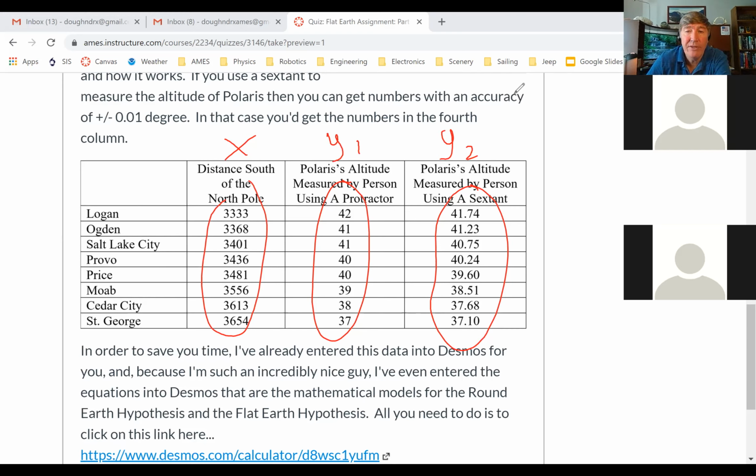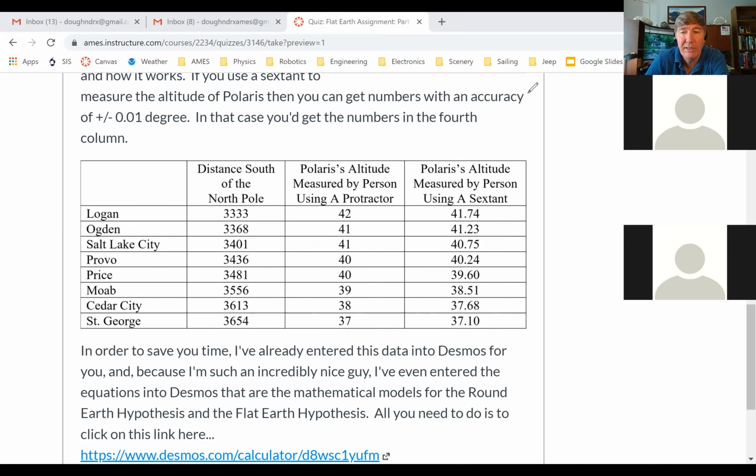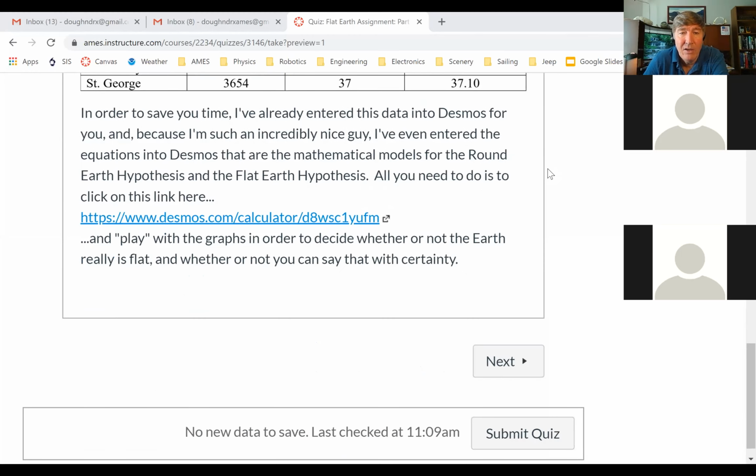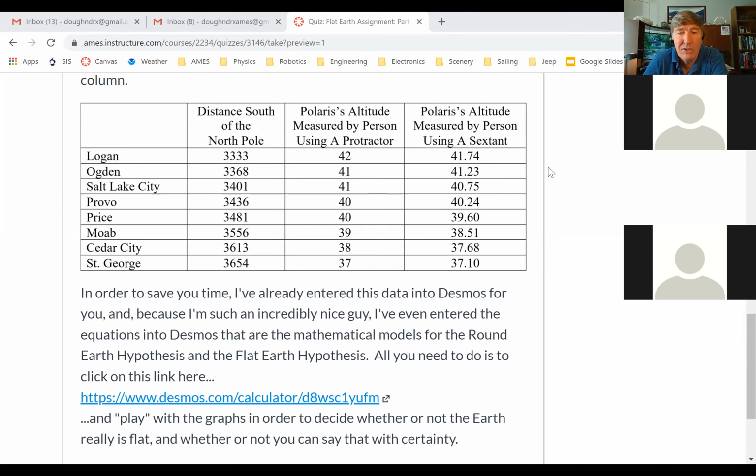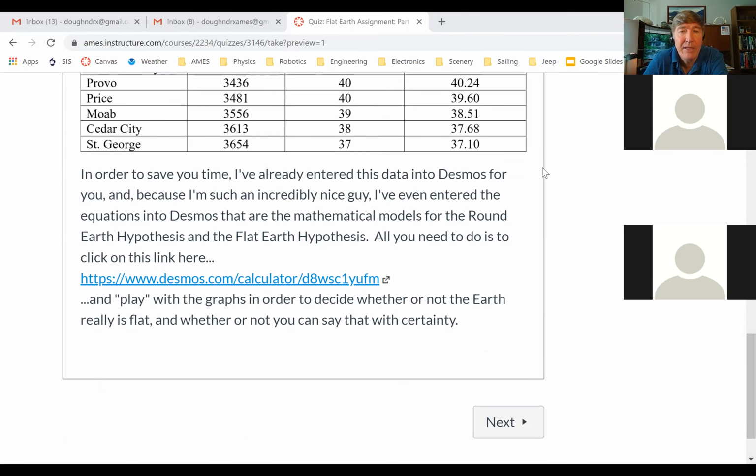And we'll see how well the data fits the model and see if that would allow us to conclude with confidence that the Earth is not flat. And we'll see if it allows us to say that we have proven that the Earth is round. All right. Now, what we're going to do is go into Desmos and use it to plot this data for us. And because I'm such an incredibly nice guy, I have actually done it for you.